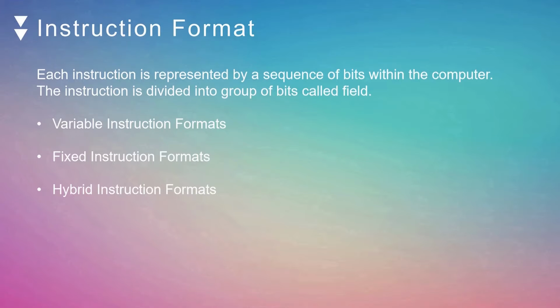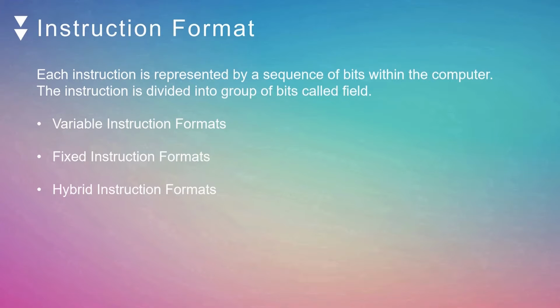Now I'm going to tell about the instruction format of the CPU. Each instruction is represented by a sequence of bits within the computer. The instruction is divided into groups of bits called fields. There are three types of formats: variable instruction format, fixed instruction format, and hybrid instruction format.